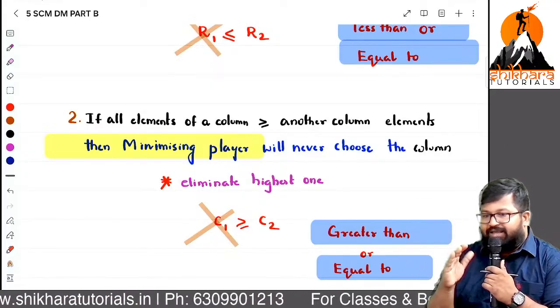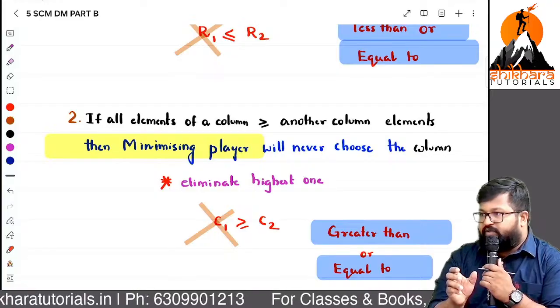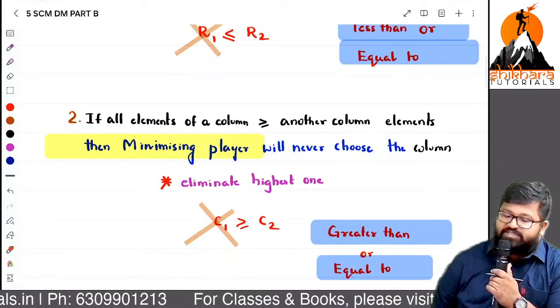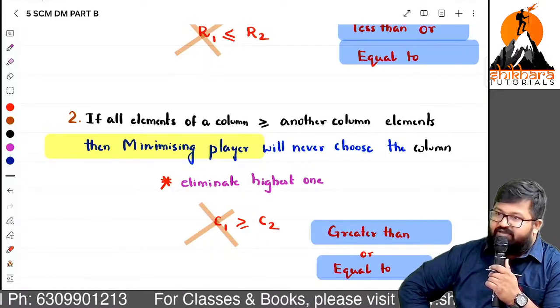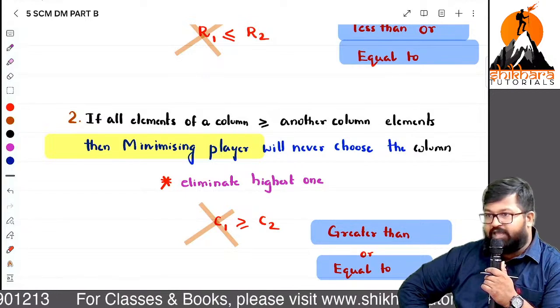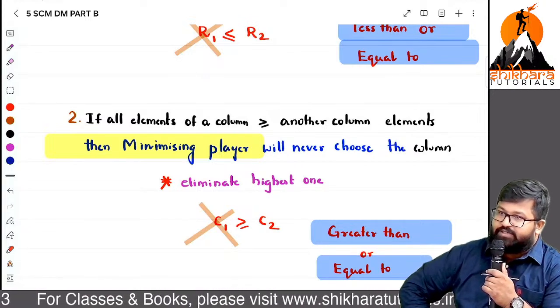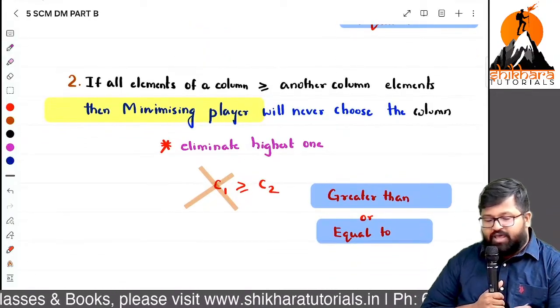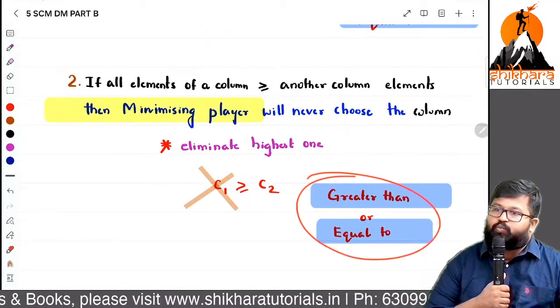What is the example? When you are comparing, you have the highest elements in one column. That is not good for us, so we eliminate that one. What is the symbol there? If C1 is greater than or equal to C2, then eliminate C1. So what is the word there? Greater than or equal to.